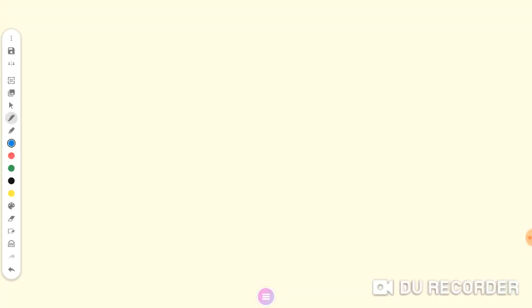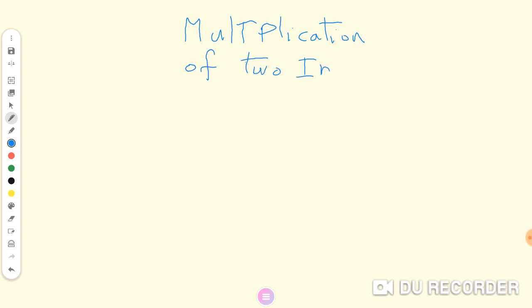Our lesson today is about multiplication of integers. We already studied addition and subtraction before. Multiplication of two integers.